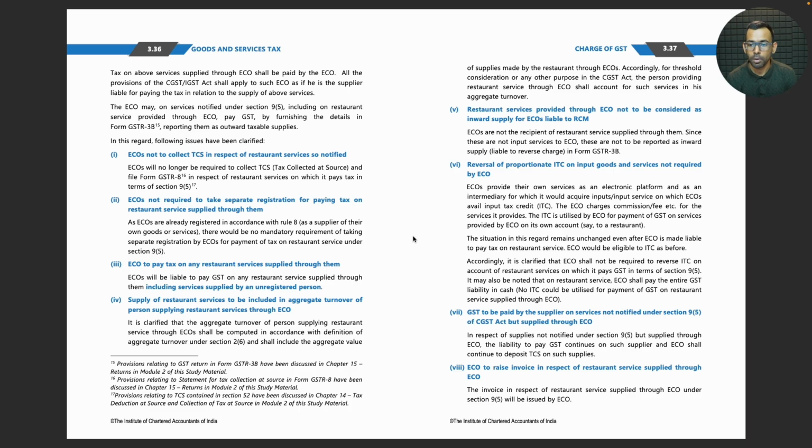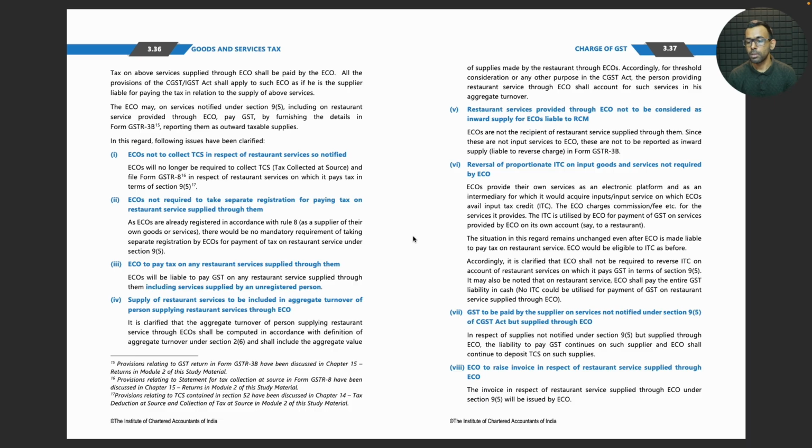Restaurant services provided through ECO not to be considered as inward supply for e-commerce operators liable to RCM. ECOs are not the recipient of restaurant service supplied through them. Since these are not input services to ECO, these are not to be reported as inward supply in Form GSTR 3B. Reversal of proportionate ITC on input goods and services not required by ECO.